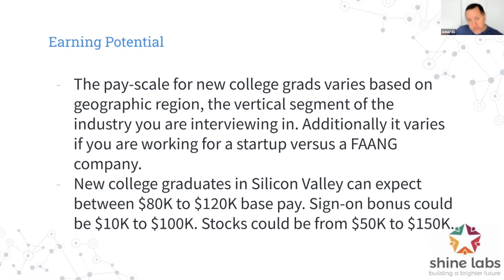But you can expect to get paid, let's say you have a bachelor's from UC Irvine or UC Berkeley or UC San Diego or San Jose State, doesn't really matter, in computer science or electrical engineering, and you get hired as a site reliability engineer, you can expect a base salary between 80 to 120K. Again, these are some general numbers that I'm telling you. Of course, there will be outliers. And then you can expect a sign-on bonus from 10K to 100K, and then stocks or restricted stock units anywhere from 50K to 150K.